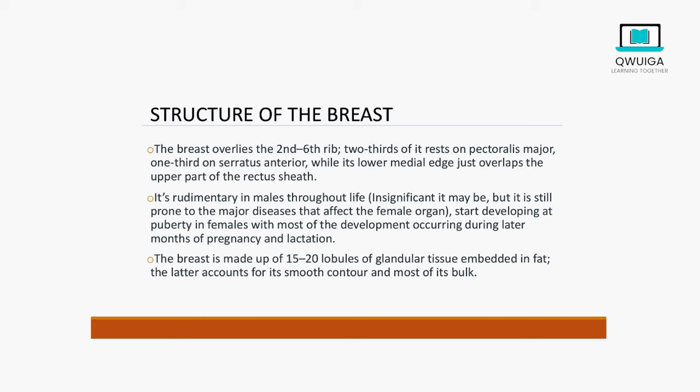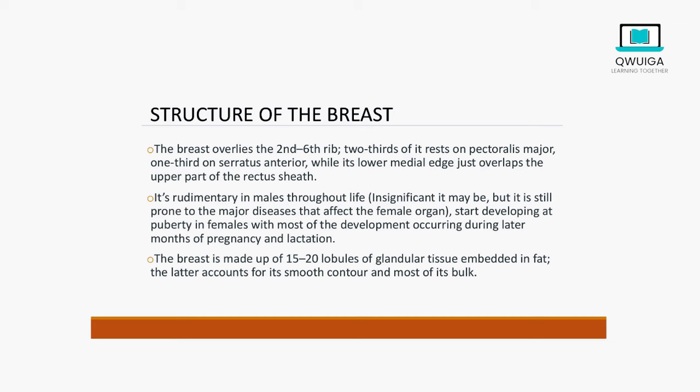Its lower medial edge, that's the lower part of the breast towards the sternum, just overlaps the upper part of the rectus sheath. It's rudimentary in males, that is, it's insignificant, but this does not prevent it from being prone to the major diseases that affect the female organ. It starts developing in puberty in females, with most of the development occurring during the later months of pregnancy and during lactation.